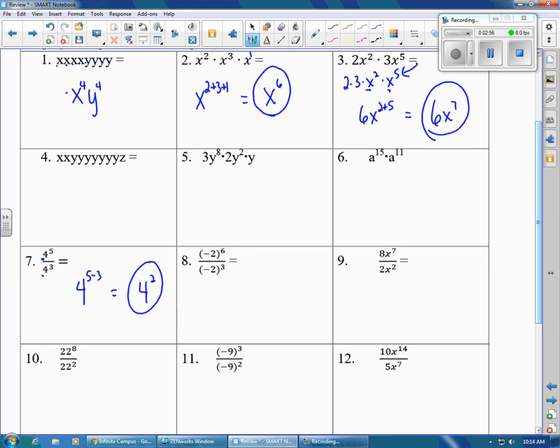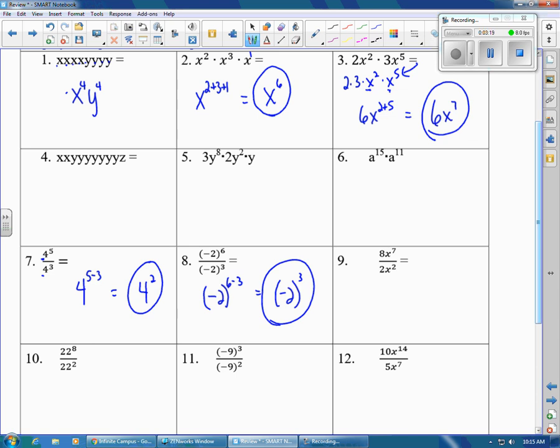Number 8 is the same kind of thing. Do not let the negative base throw you. You're going to keep your negative base, keep it in parentheses, and subtract your exponents. Keep your negative base in parentheses, and 6 minus 3 is 3. So that's going to be my answer.